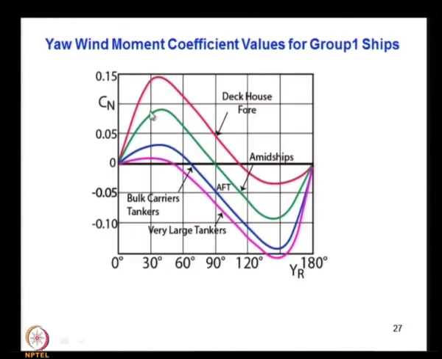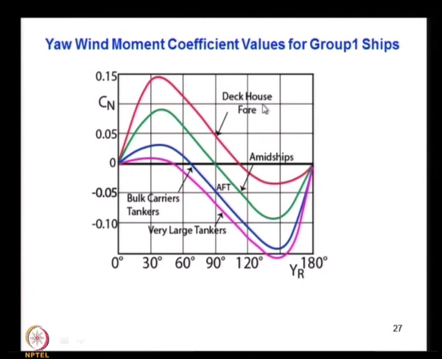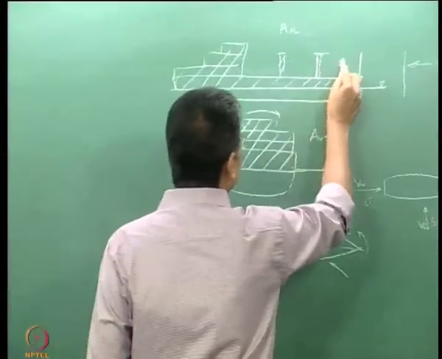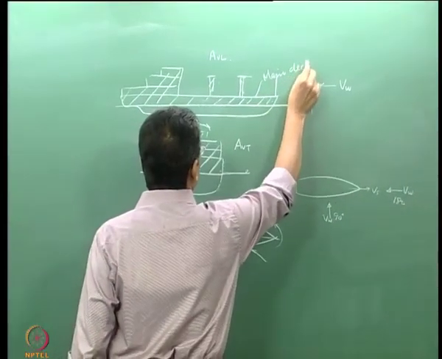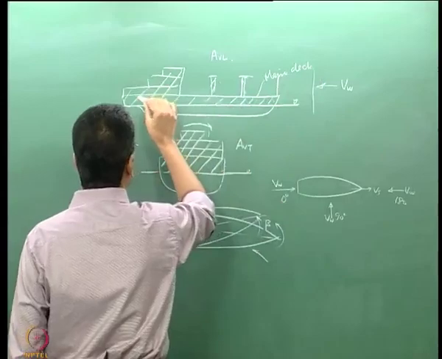So, again the Cn values for group 1 ships, you can see that this is the trend. Here the effect is more where the concentration of the area is. So, that is why the deck house is put in. Deck house is basically a superstructure accommodation space. So, that means deck house aft or forward. Here you can see this is a deck house, this is the accommodation area, this is the main deck, or weather deck as it is called. Any structure which comes above this deck is called a superstructure.